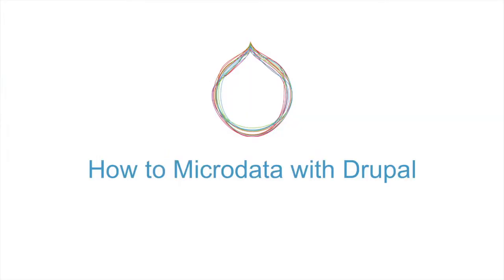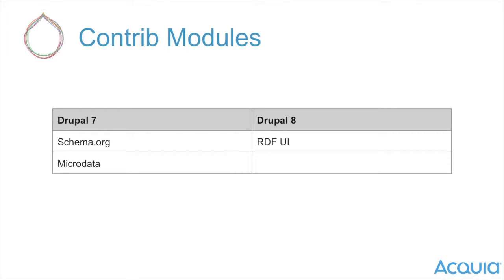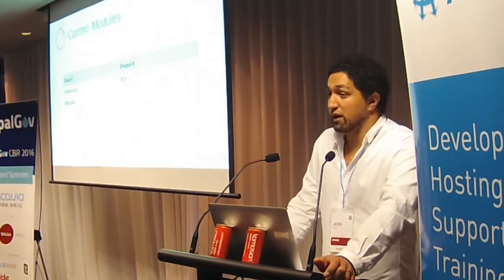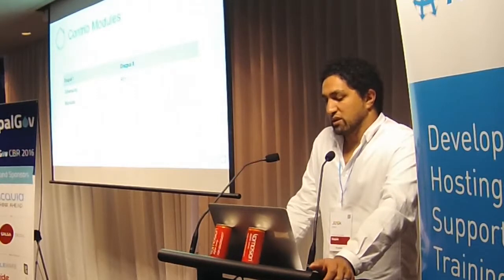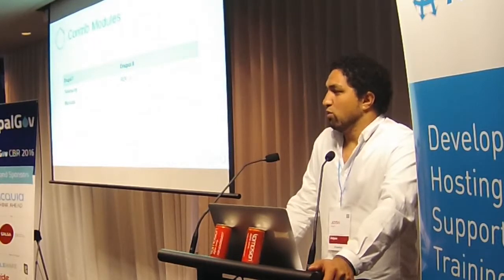So let's look briefly at how to do this with Drupal. Inside of Drupal today, there are a couple of options. If you're using Drupal 7, you've got the schema.org module, which you can turn on. RDFA is actually available in Drupal 7 and Drupal 8 and has been since 2011 when Drupal 7 came out. But the schema.org modules really provided the UI to enable that capability.